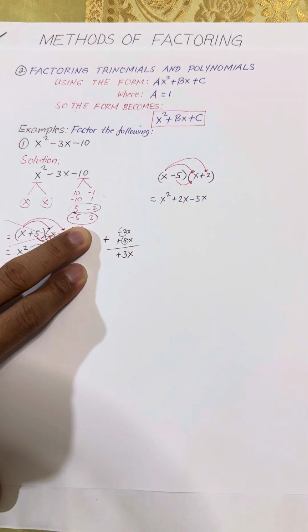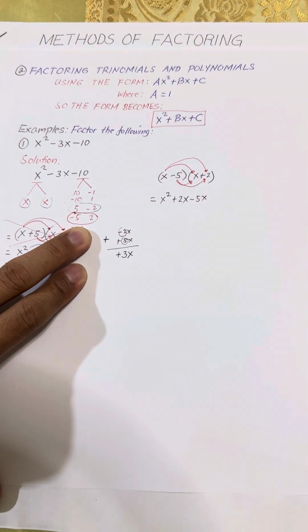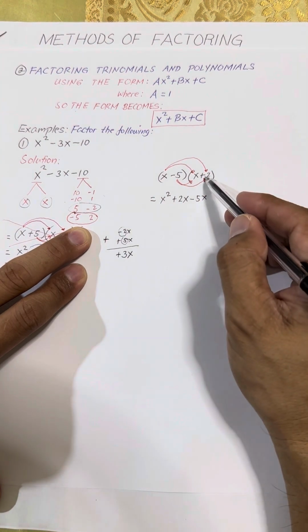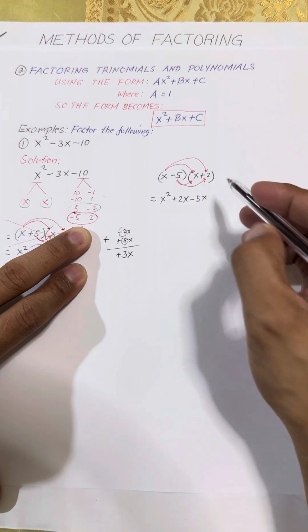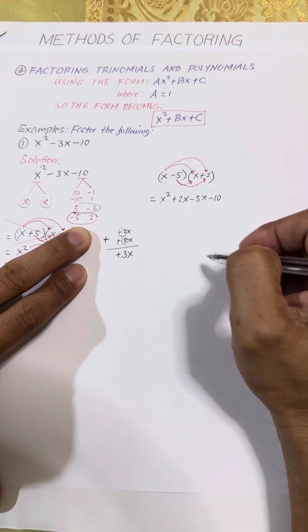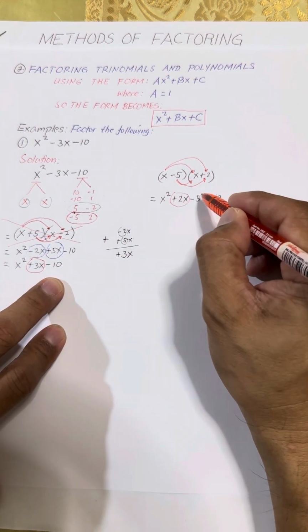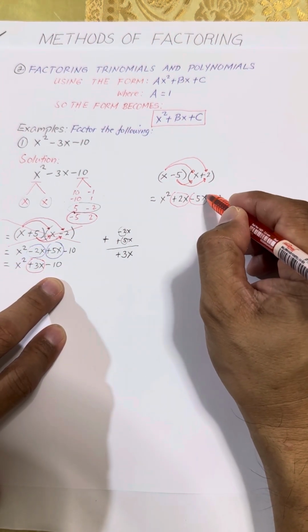Then we have negative 5 to positive 2, so negative and positive, so the product should be negative, which is 10. Again, let's combine similar terms. We have here positive 2x and negative 5x.